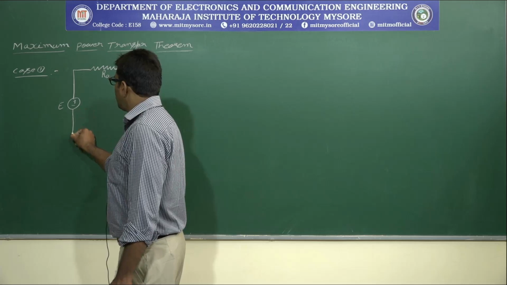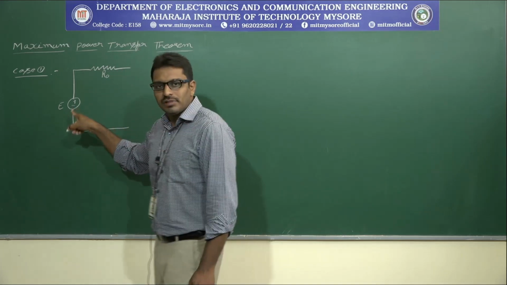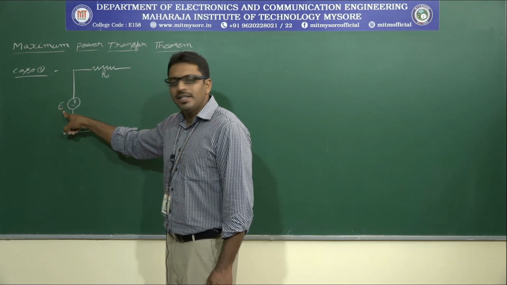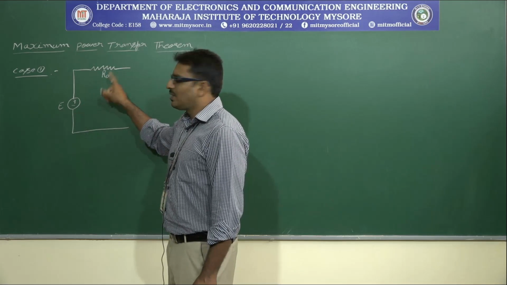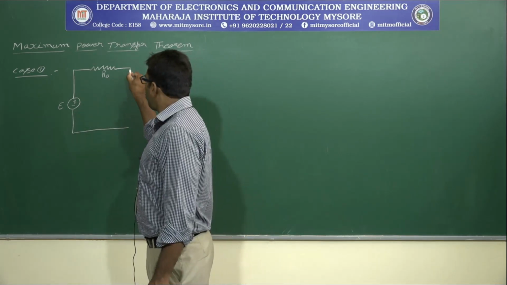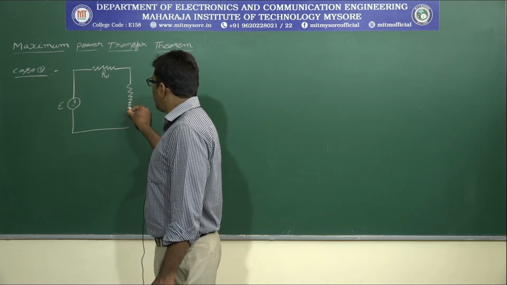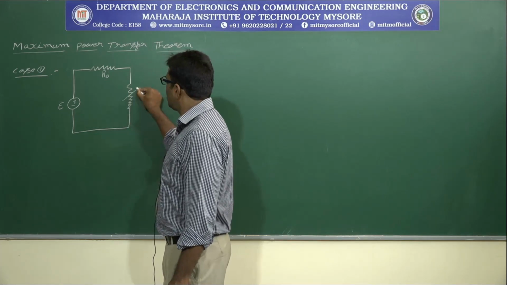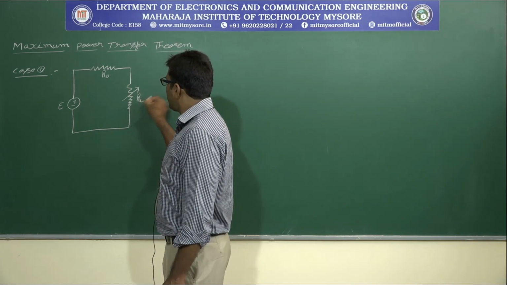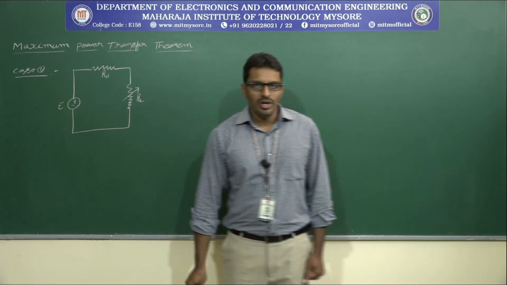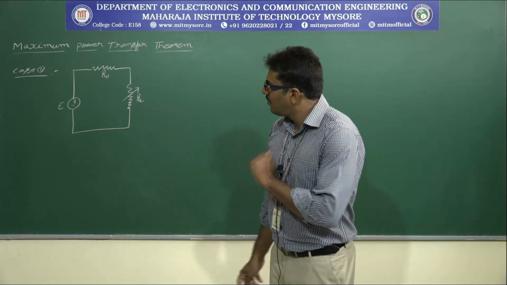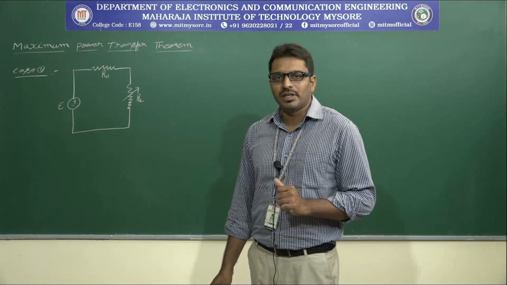Next, this is the type of source. What is the type of source? DC source with internal resistance R0. Then the type of load is variable load resistance, so let me represent it by RL. So this is case number 1. This is the first type of circuit.